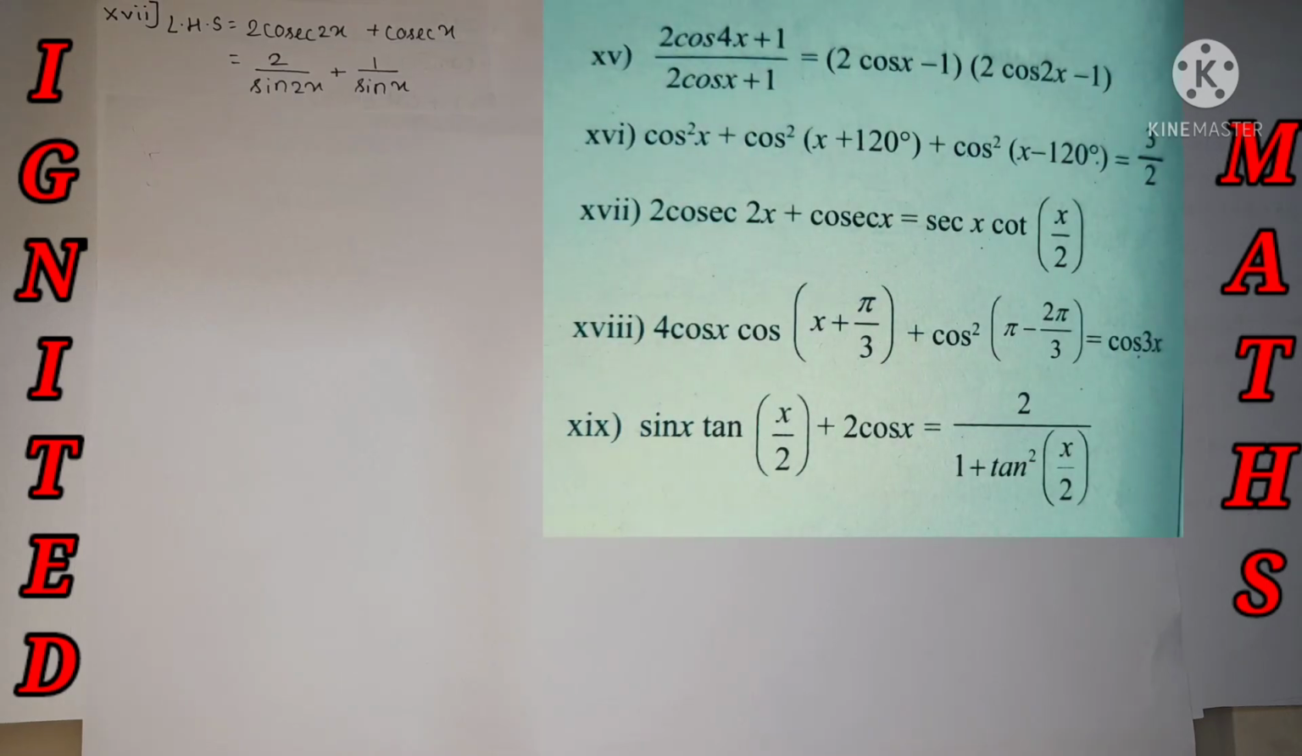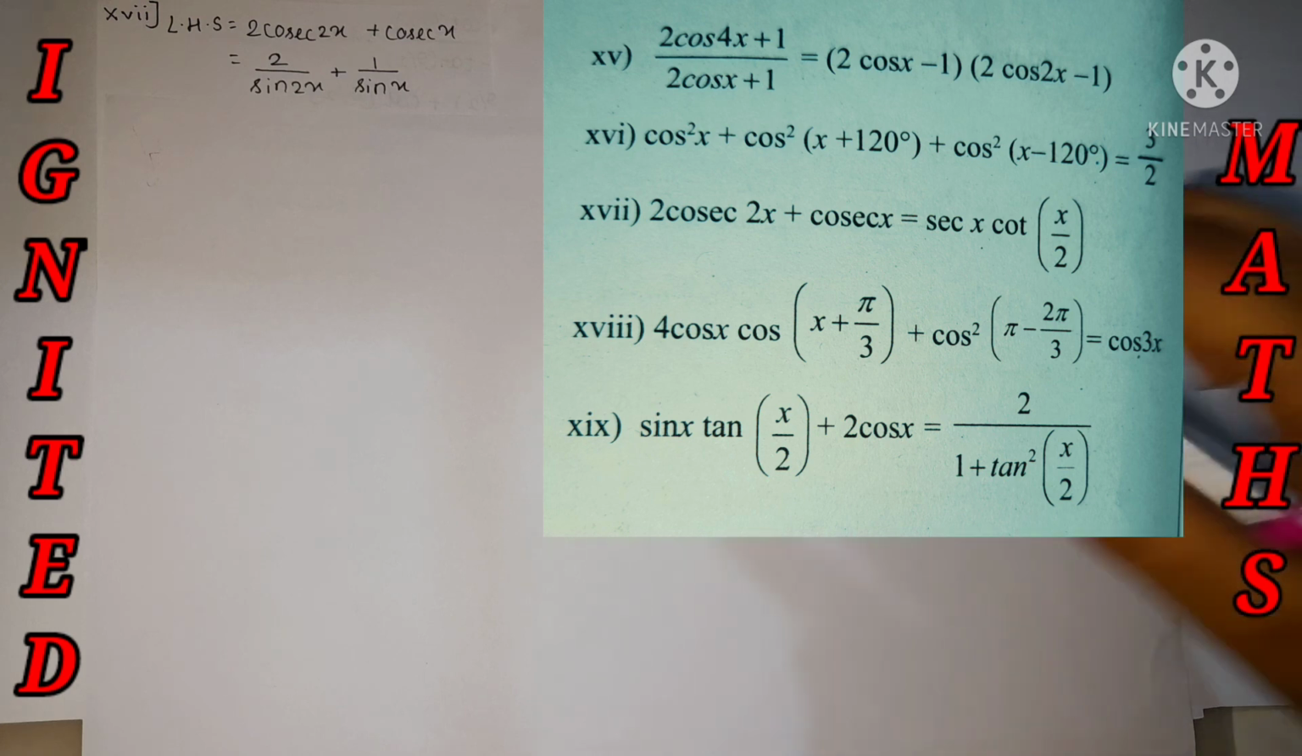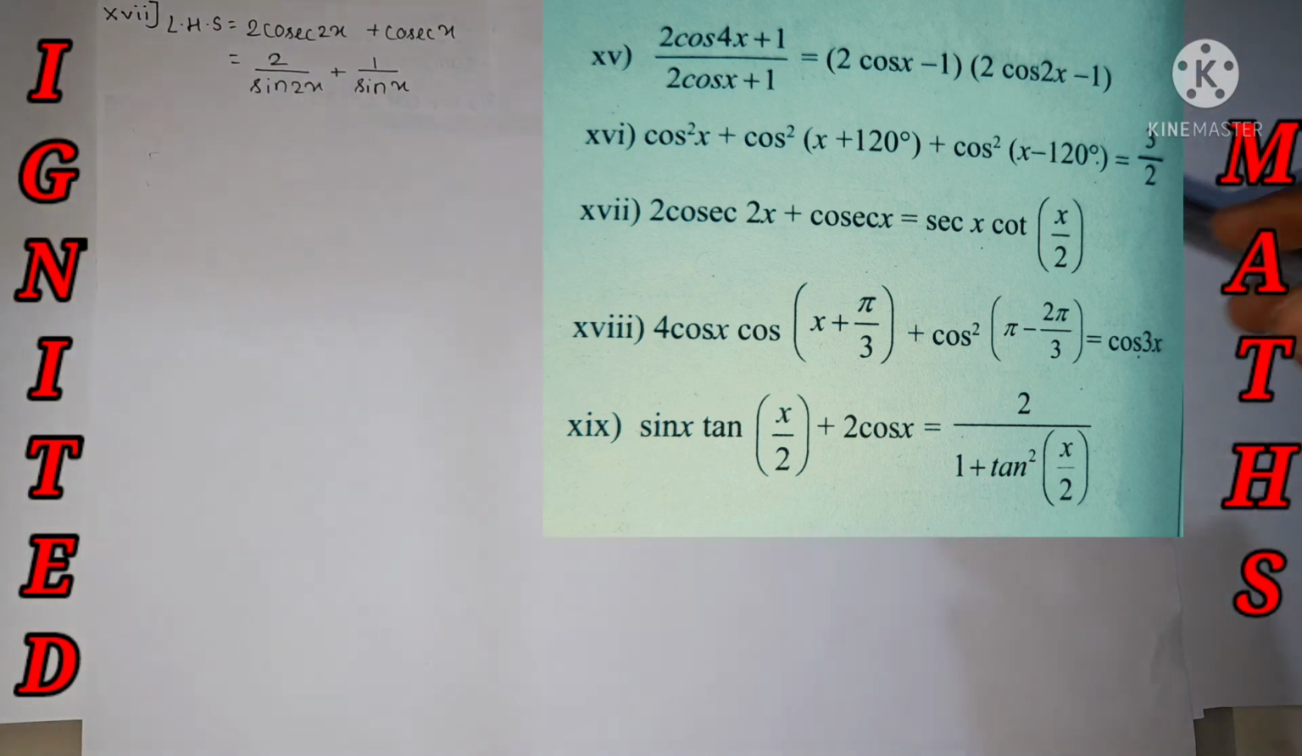To the 17th sub question. I took the LHS value over here. It is nothing but 2 cosec 2x plus cosec x is equal to sec x plus cot x by 2.